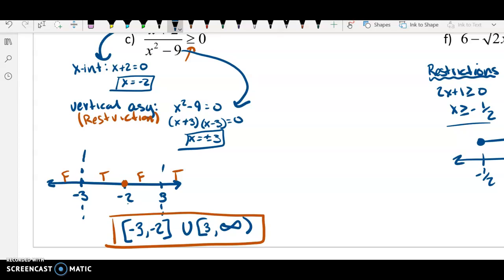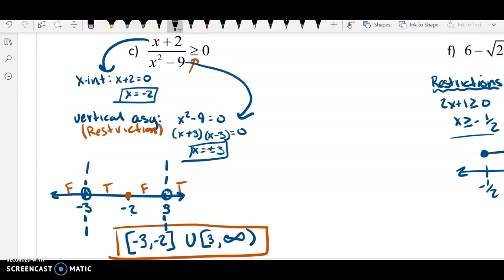At -3 and +3, I drew dashed lines to represent the vertical asymptotes, which are going to be open circles in a sense. You could put open circles if you want to. It doesn't really matter, as long as you know that those are the vertical asymptotes, so those points will not be included. Here, this is equal to, so -2 is a closed circle.